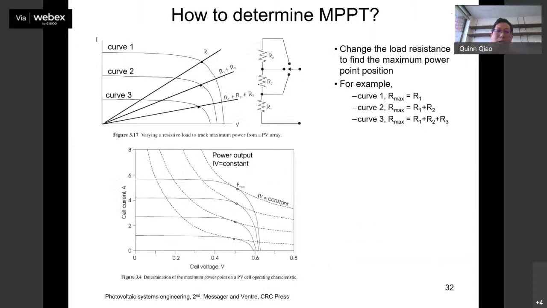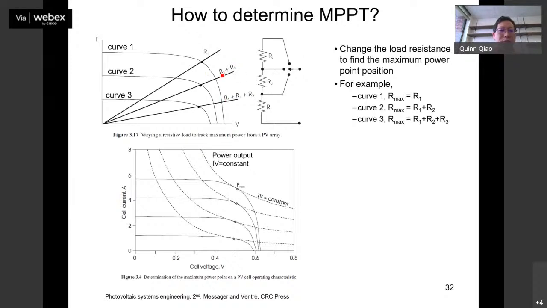Here you can see you have three resistances, R1, R2, R3. You can have R1 separately, then R1 plus R2, and then R1 plus R2 plus R3, right? And then you can also have R2 and R3. This way you change the resistance, find the I and V, and multiply I and V to get the power. This way you can find it for R1, R1 plus R2, R1 plus R2 plus R3.